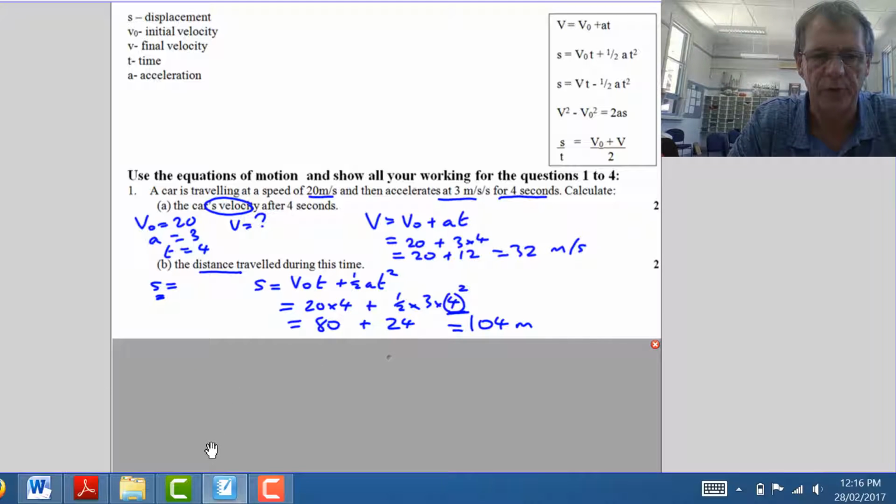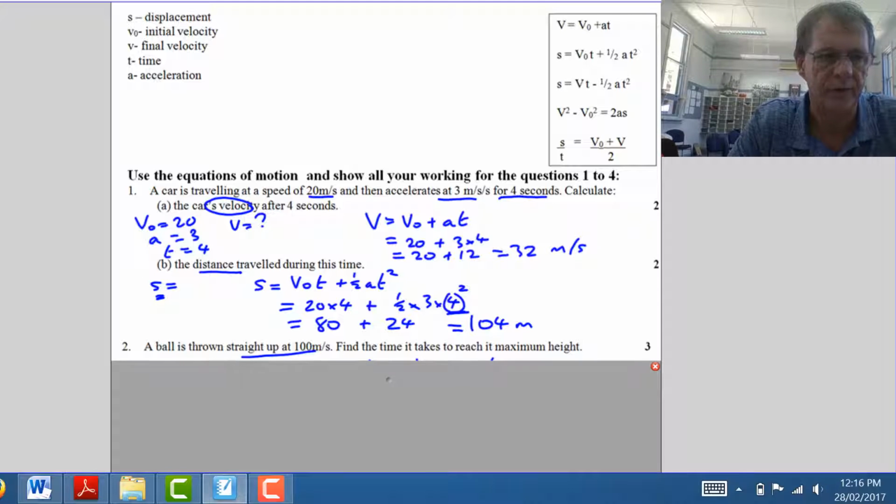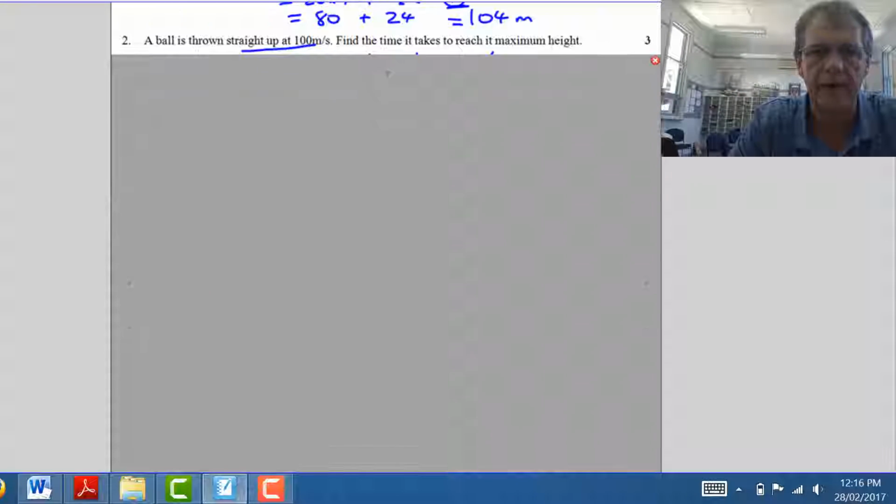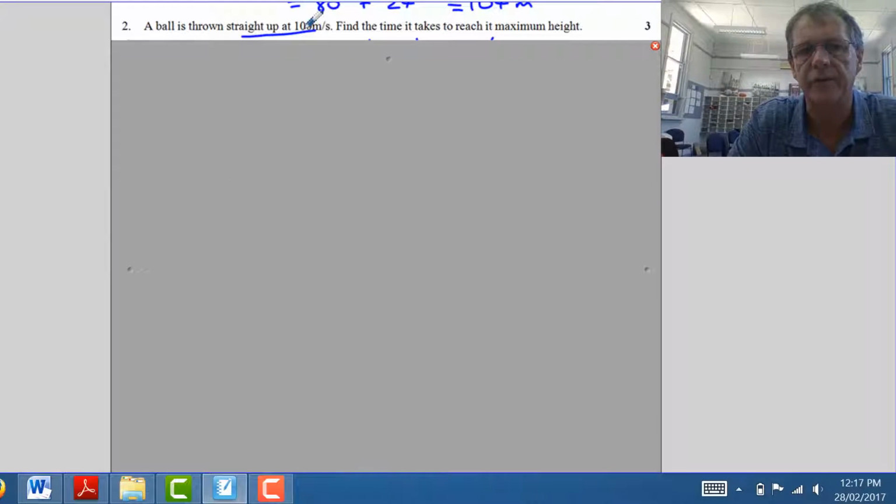In the next one, you've got a ball thrown up in the air at 100 metres a second. So you know the starting velocity of the ball is 100, so you get your V0. You want to find the time it's going to take, so that's t as a question mark, to reach maximum height.